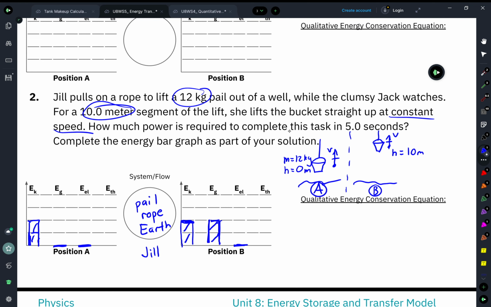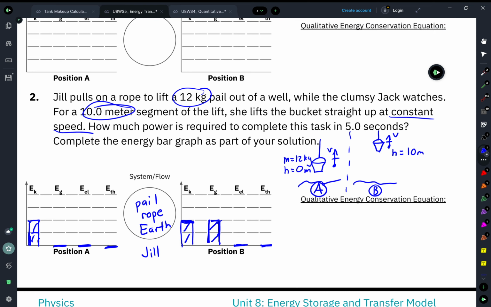Now, I typically don't start off with thermal, so position A isn't going to have any. Thermal is typically associated with friction, and that's going to be when two things rub against each other. Because this bucket is being lifted straight up, it's not rubbing against anything, so I'm going to assume there's no thermal here.